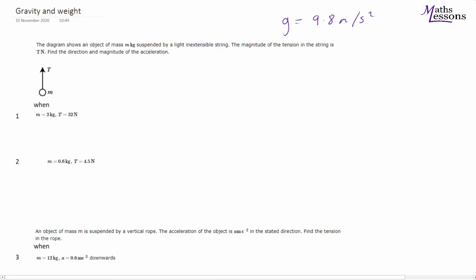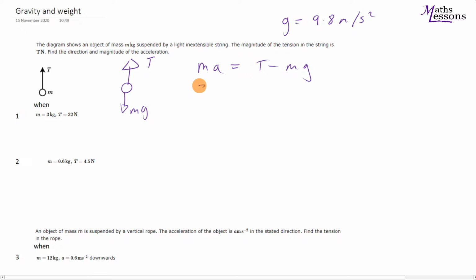Right, let's go through this question. So we have the tension going up. We have mg acting down. So the resultant force, ma, will equal T minus mg if we're going up. And if it's going down, it will come out to be negative when we do all the work.